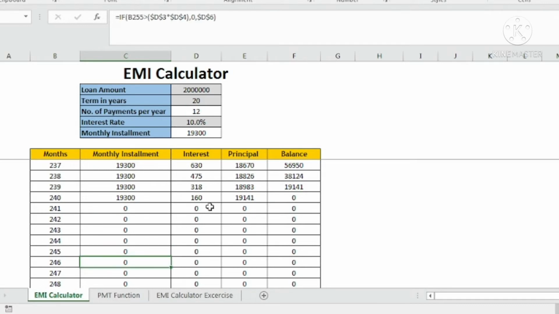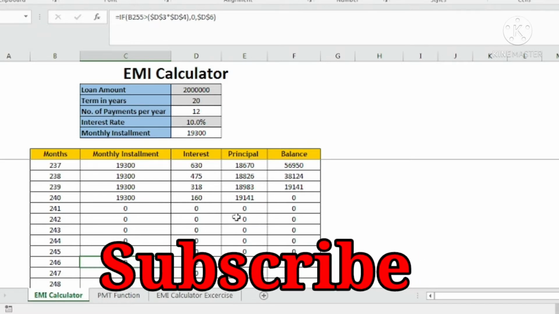How to create an EMI calculator with the help of the Pmt function, that is the topic of the video today. This is going to be a very interesting video, so stay tuned till the end of this video.